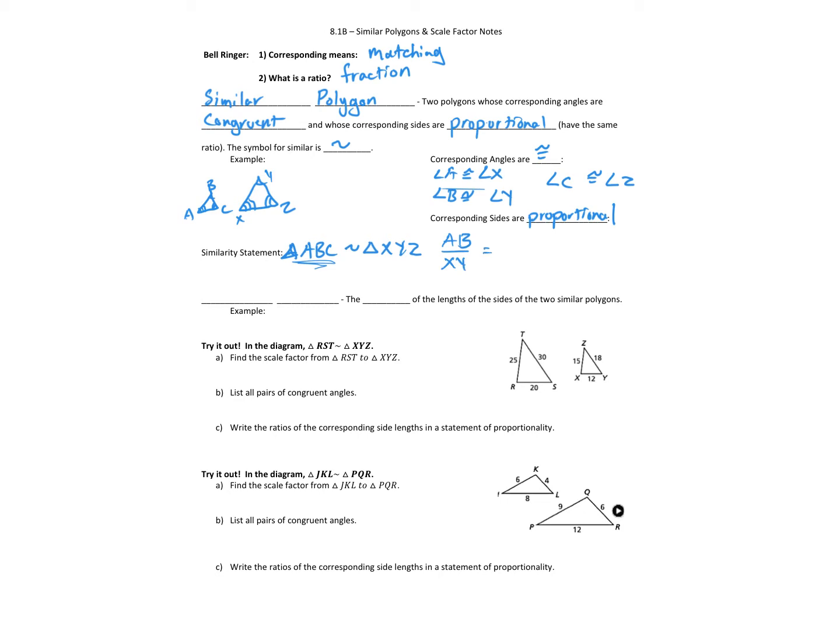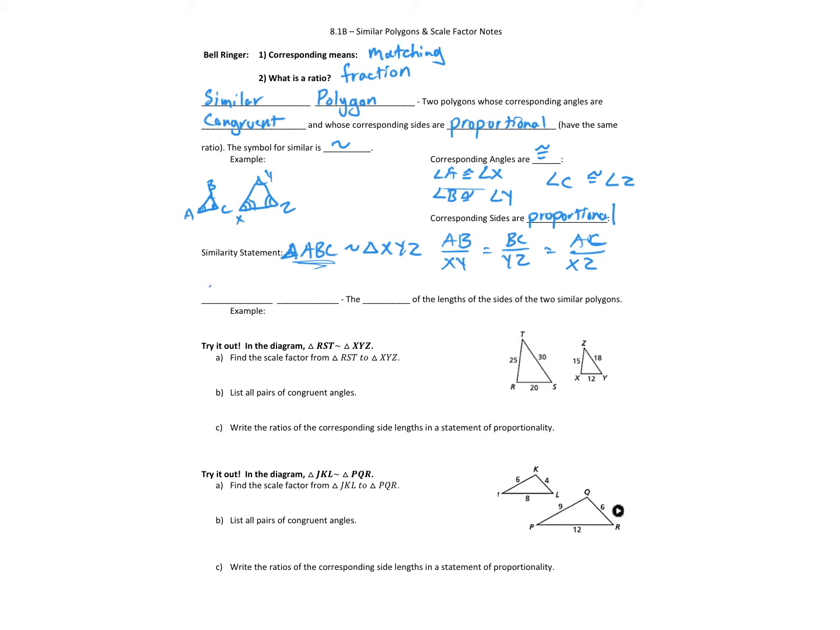So all of my sides are proportional. In this case, AB over XY is equal to BC over YZ is equal to AC over XZ. The proportions are always equal to one another.